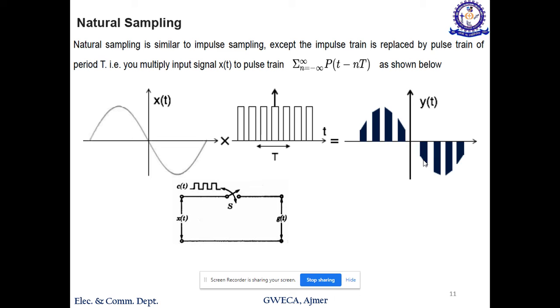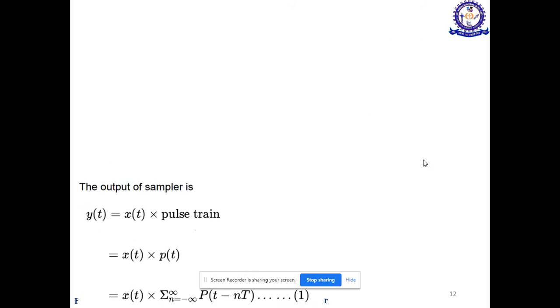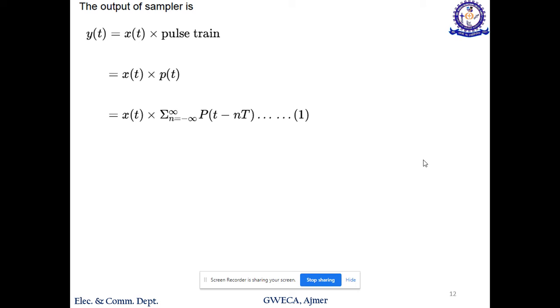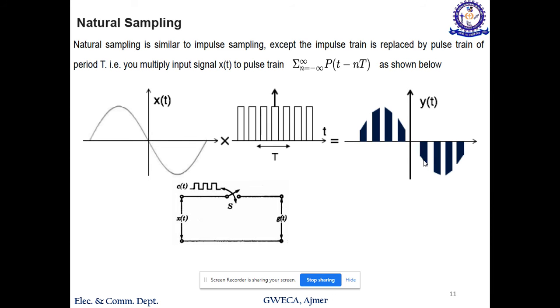For this purpose, we need a similar circuit. In this circuit, we have this square wave given to the switch S. So the output waveform is again given by x(t) multiplied by the pulse train. The pulse train is given by, let us say, p(t). So x(t) multiplied by p(t).